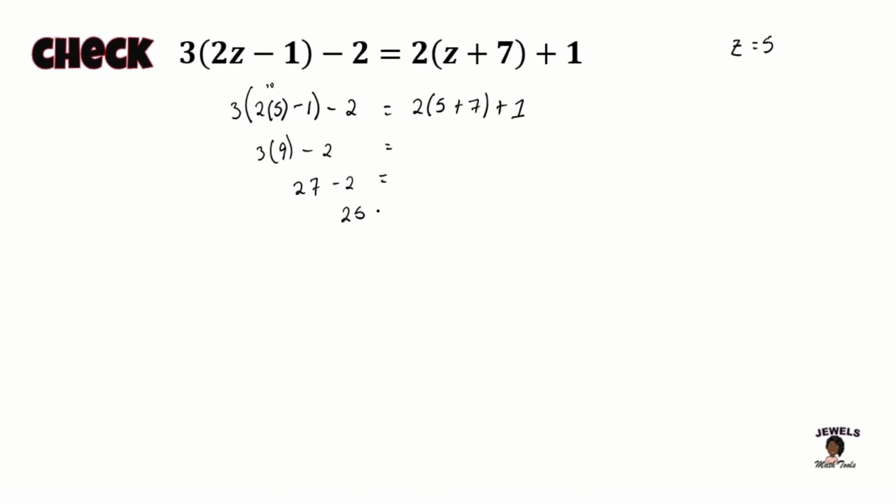Okay, so now let's do the exact same thing on the right hand side. So 5 plus 7 is equal to 12. 2 times 12 is 24, and 24 plus 1 is equal to 25. And since both sides of our equation are equal to the same number, that means that my answer z equals 5 is correct for this equation.